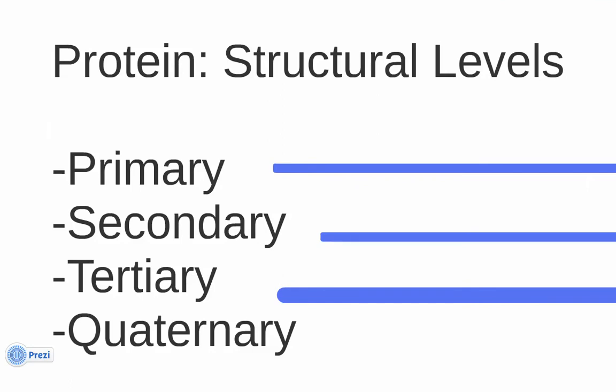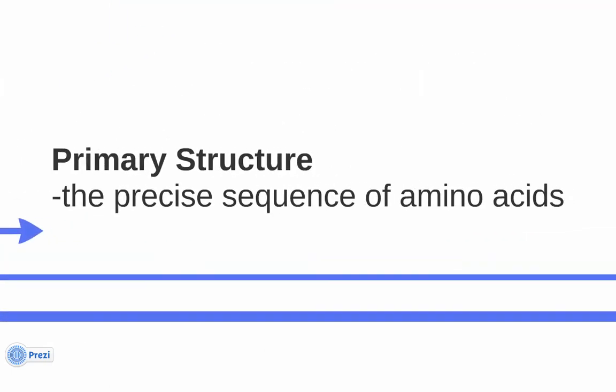Now we will be talking about protein and the structural levels. There are four levels of protein structure, which are primary, secondary, tertiary, and quaternary. The primary structure refers to the amino acid linear sequence of the polypeptide chain. The primary structure is held together by covalent bonds such as peptide bonds, which are made during the process of protein biosynthesis.